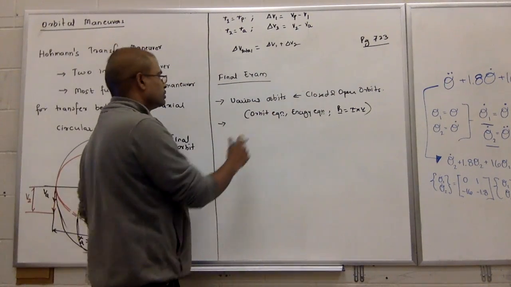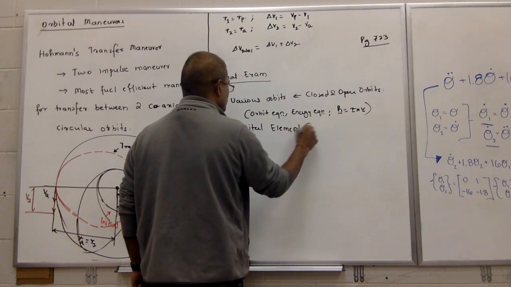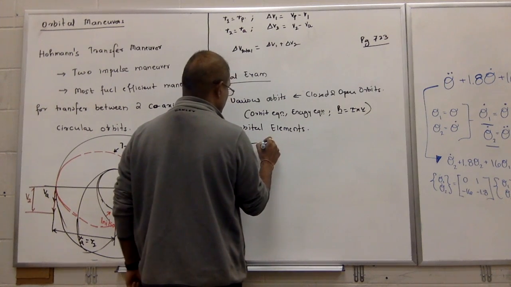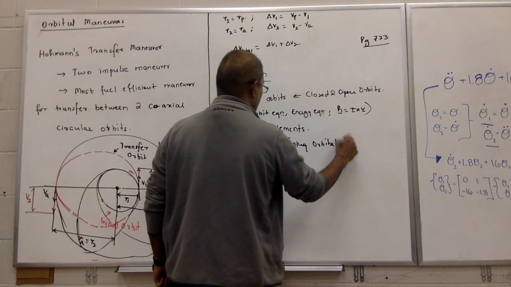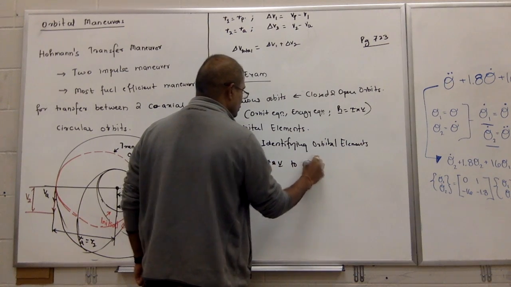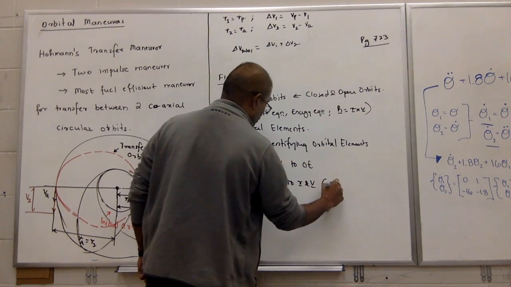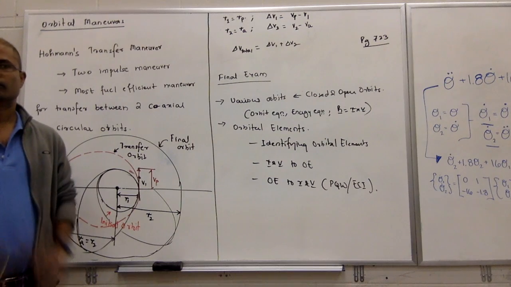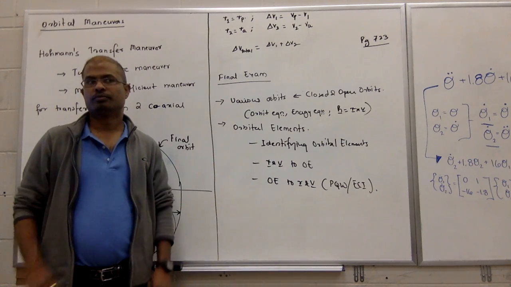So next is orbital elements. Here one is simply identifying orbital elements, R and V to orbital elements, and orbital elements to R and V, both PQW and ECI. Okay? Clear?